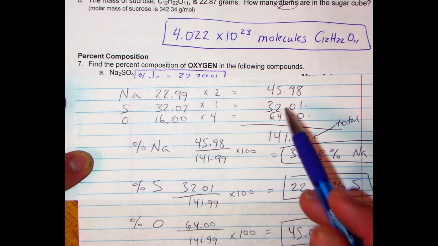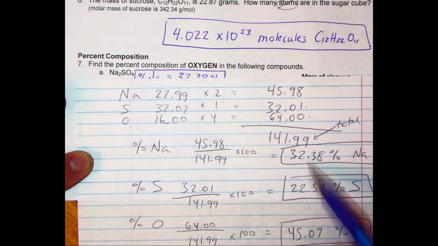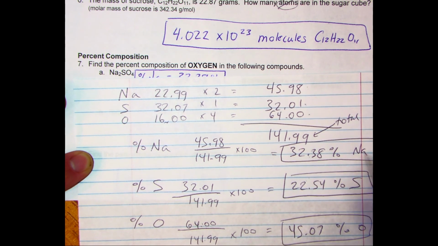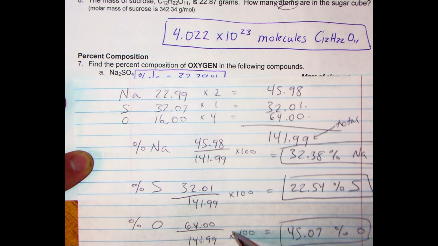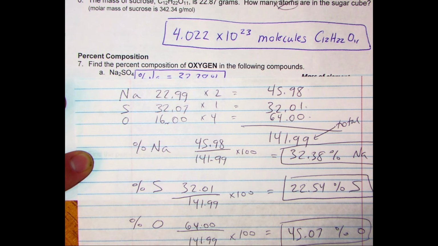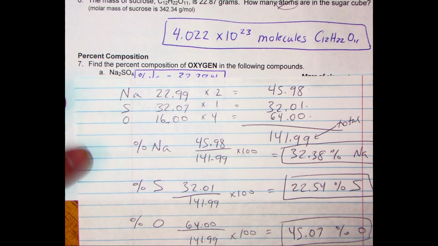Now what part was sulfur? 32.01 over the total, so less in percent than sodium. And oxygen making up the biggest chunk of 64 out of the 141 total, 0.99 times 100, 45.07%. Now when you add all these up, just because of rounding, you do get only 99.99%, but that occurs rarely, still proving we've done this correctly when these add up to 100.